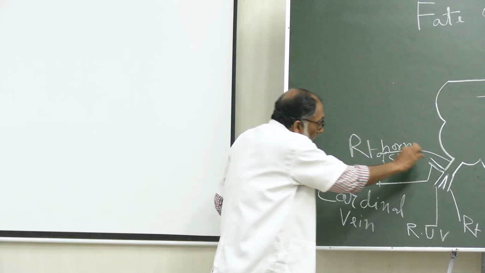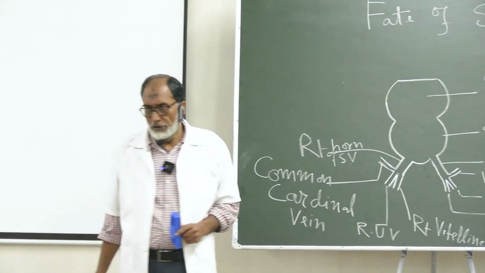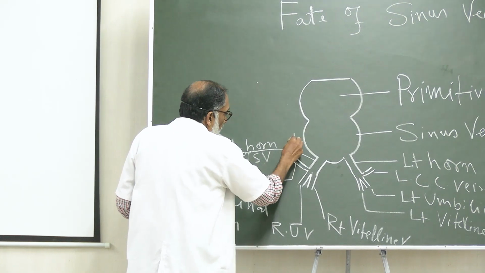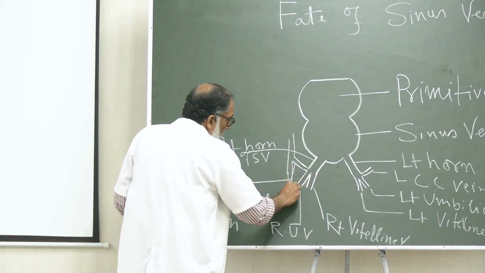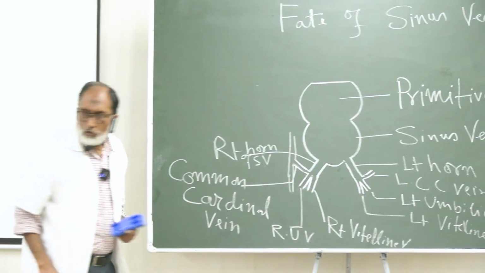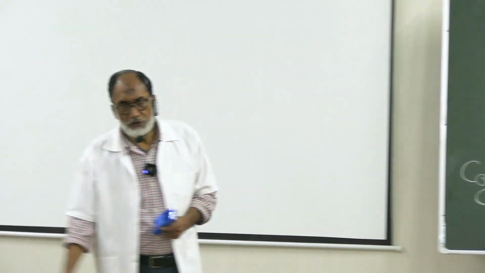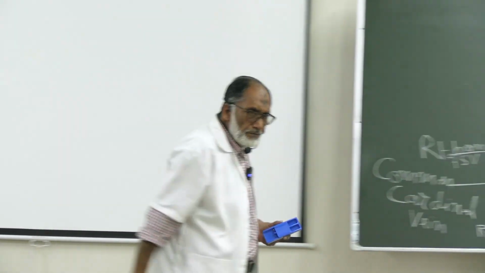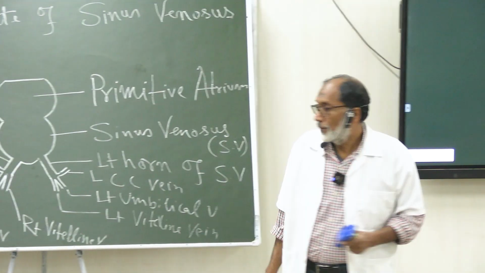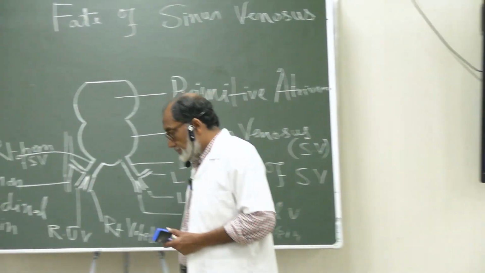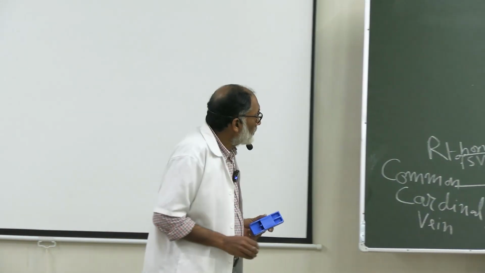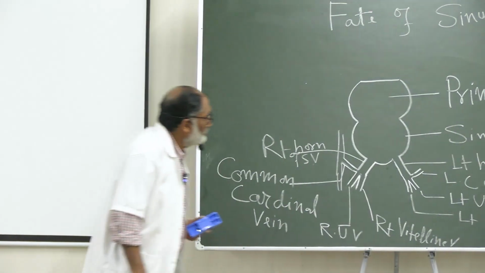I have only drawn that part, that is the common cardinal vein. It is like that. It is anterior part and posterior part, and this is the common part. So I have drawn only the common part of the cardinal vein. It is draining the body wall. Now, what happens to this sinus venosus?